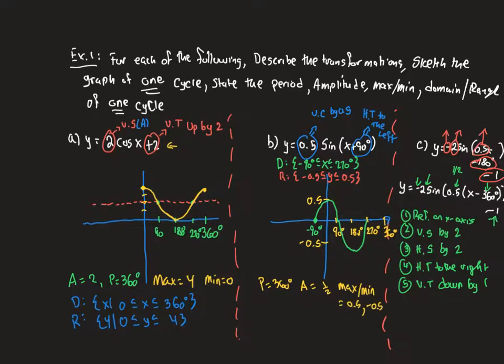Okay, I'm going to continue this part in the next page so we can have some room here. So continuing C, I know my period. Remember my period, you do 360 divided by k. My k is 0.5. So this would give me 720. My amplitude is 2, not negative 2, 2. So that means my max, and of course I'm going down by 1. So because I'm going down by 1, instead of having a maximum of 2, I would have a max of 1.